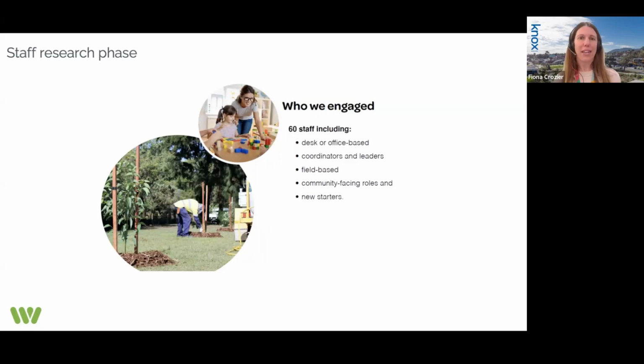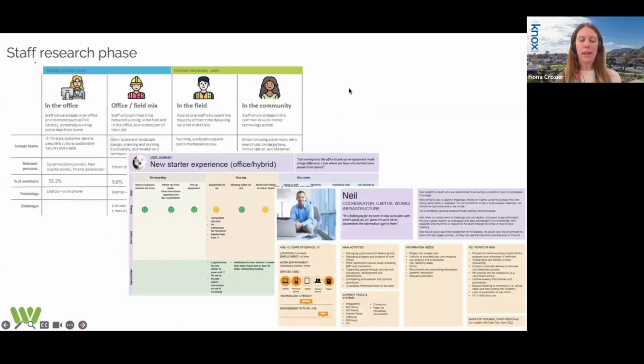So staff really wanted to be connected to each other and stay across what's happening at Knox. That was really important. And the fourth one was around the digital workplace. So there are a lot of pain points around the number of systems and applications that we have and the difficulty in accessing these, especially for our field-facing staff and those working remotely.